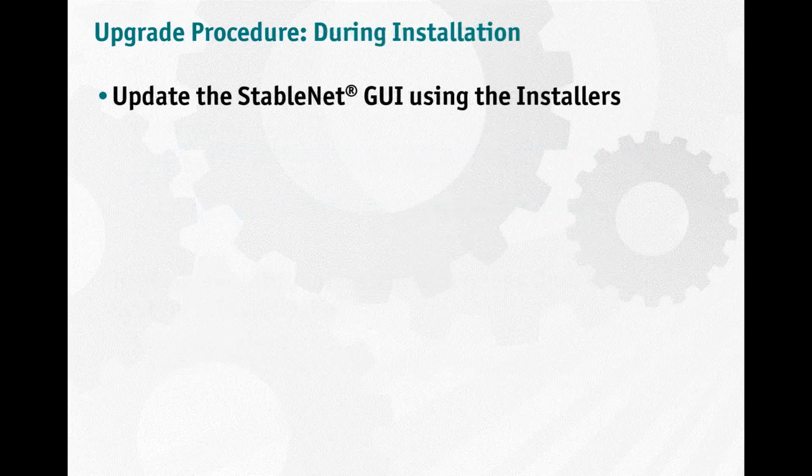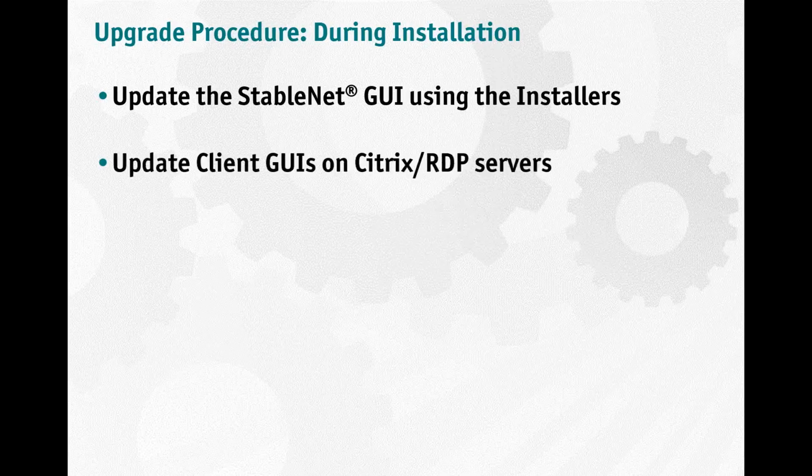During the installation, if you met all these requirements, you can simply execute your installers, but especially for the GUI, you need to make sure that you are running the installers manually. So you won't be able to update your GUI automatically simply by connecting to a new version 7.0 server. You need to run the installer one time manually. This is also the same for client GUIs on Citrix or RDP servers.